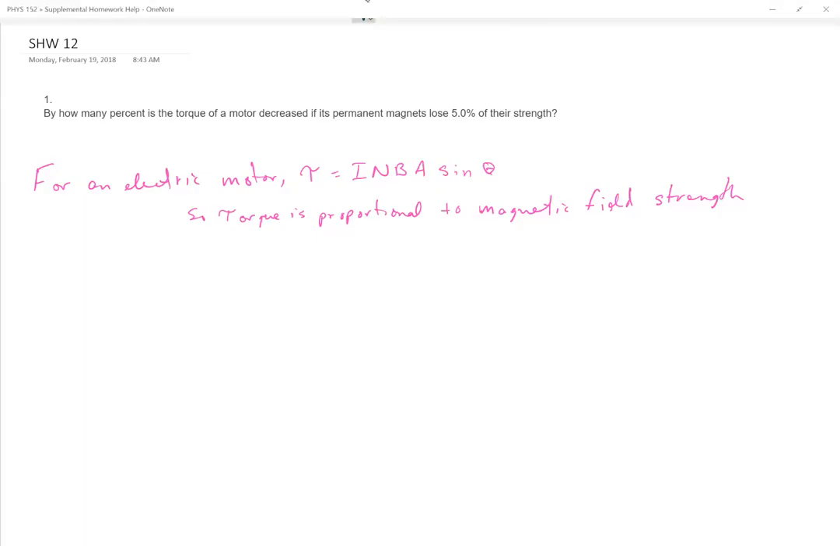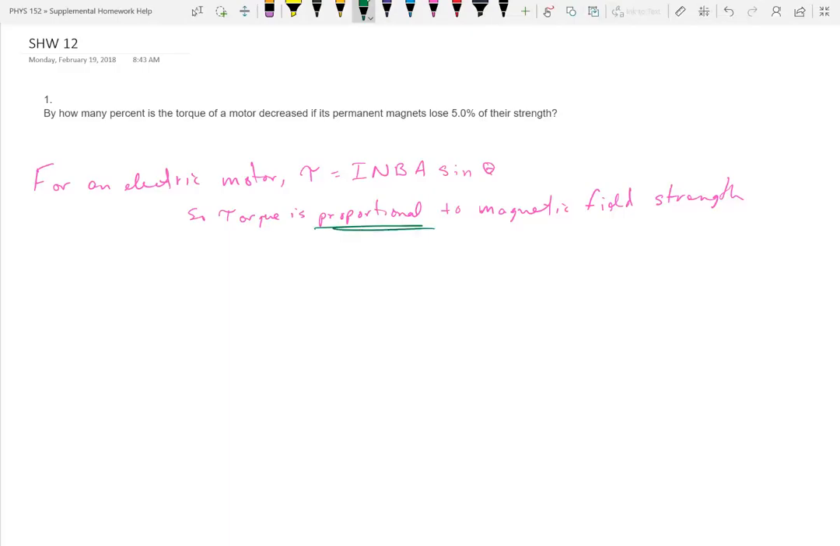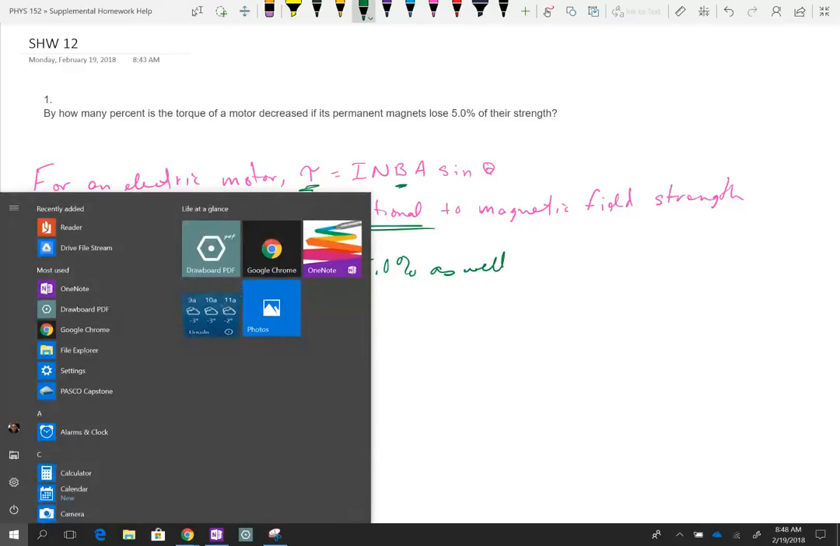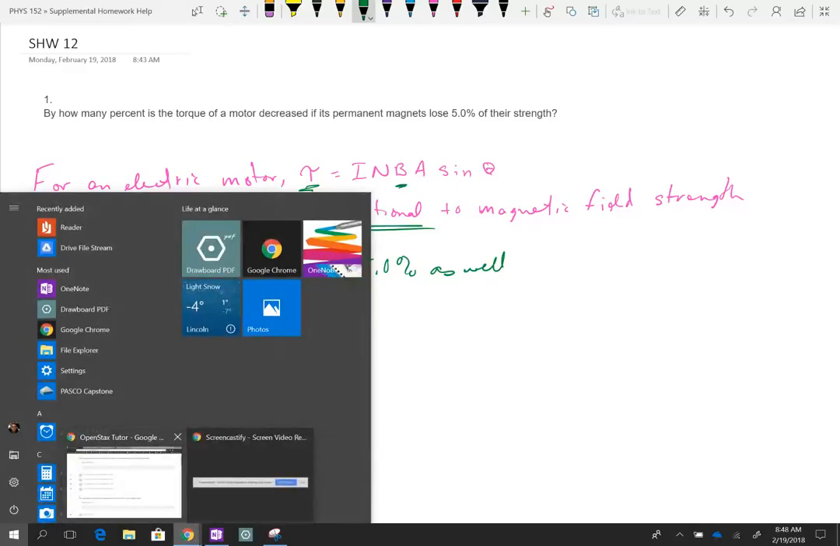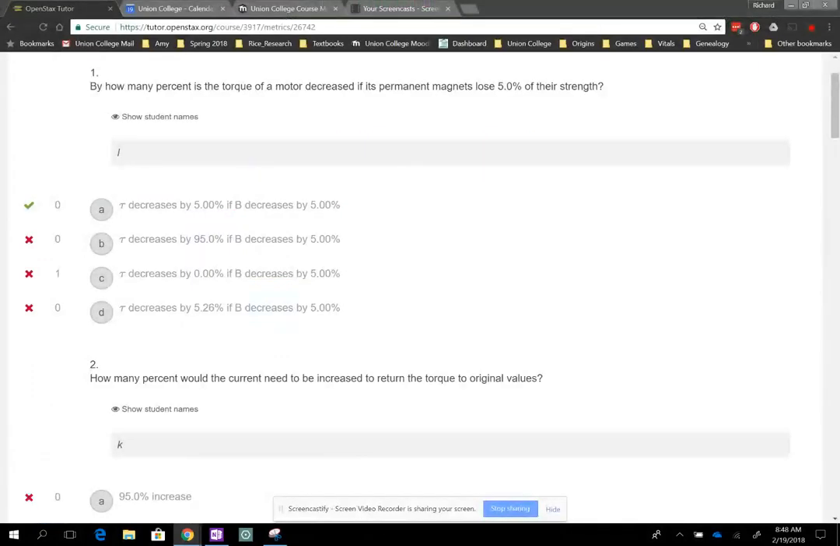So torque is proportional to the magnetic field strength. So, if your magnetic field strength drops by 5%, what happens to your torque? Less torque by 5%? Yeah. Okay. All right, let's go on to the next one, because that one was actually pretty basic.